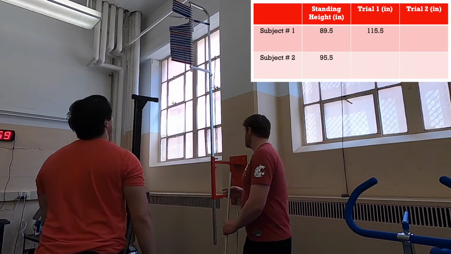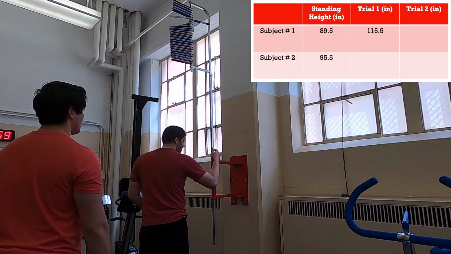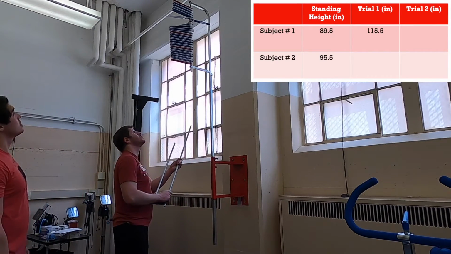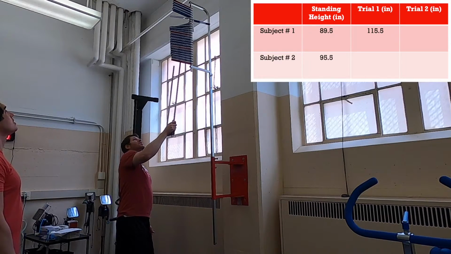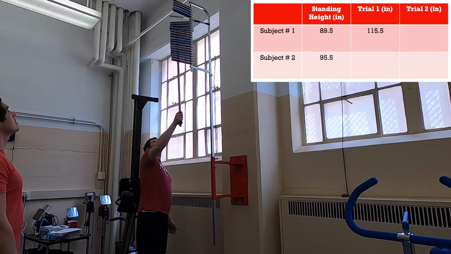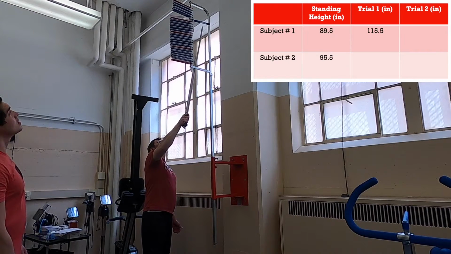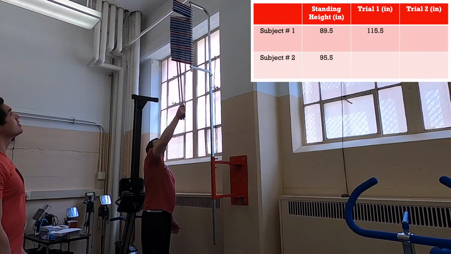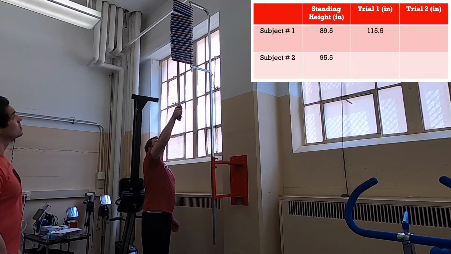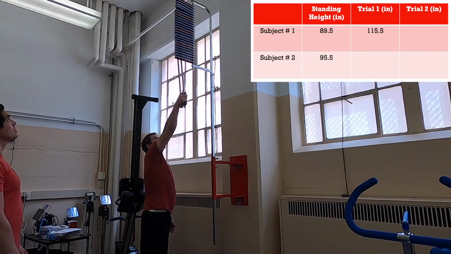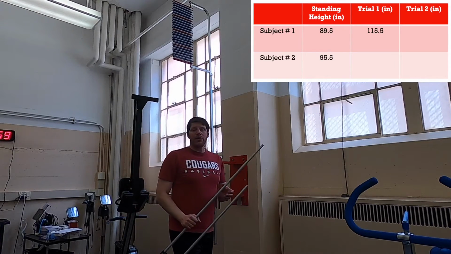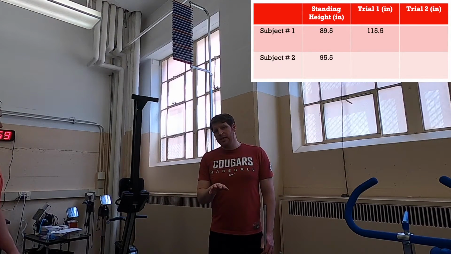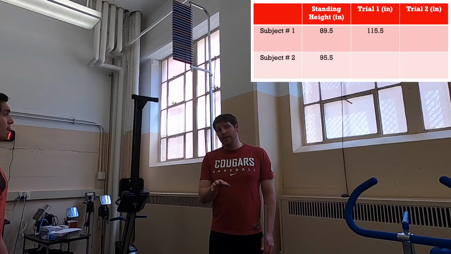Okay, nicely done. So we're starting at 96 inches. So we've got 102, 108, 114, 115, 115.5 would be his jump height. Now that's not his vertical. To find out the vertical, you would need to take the jump height and subtract it by the standing height. And that's how you determine what the vertical jump is.